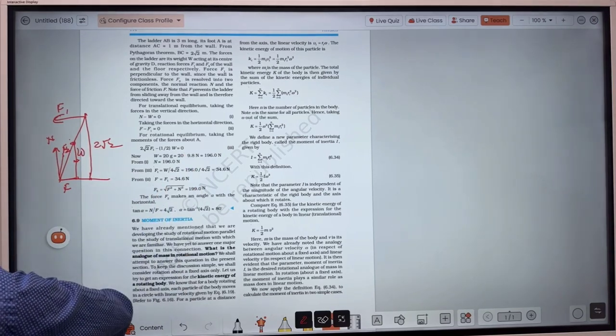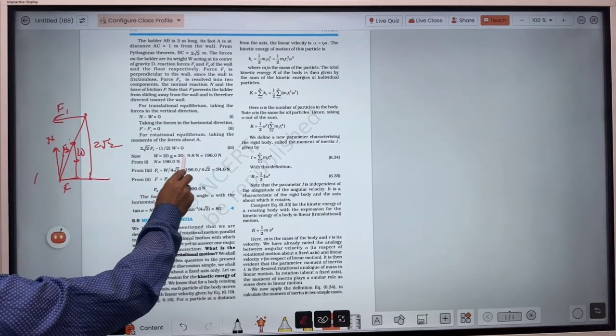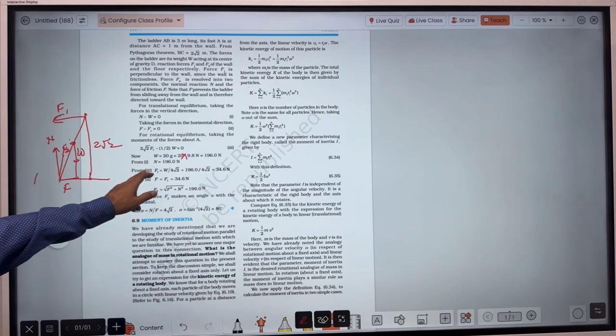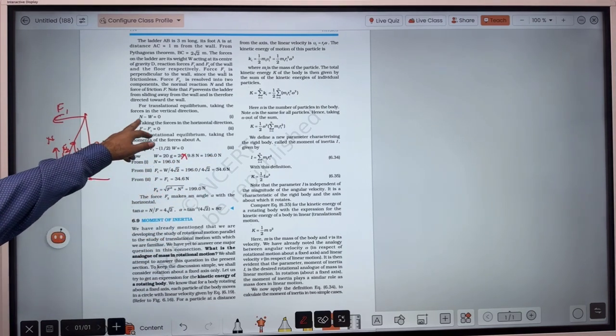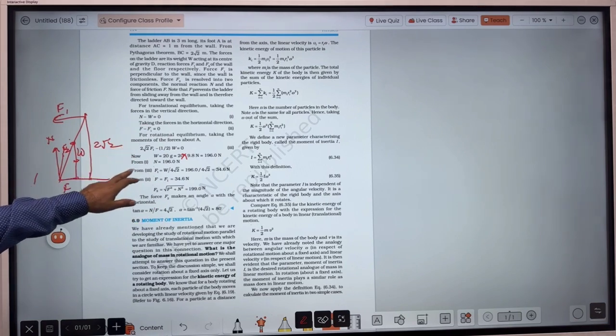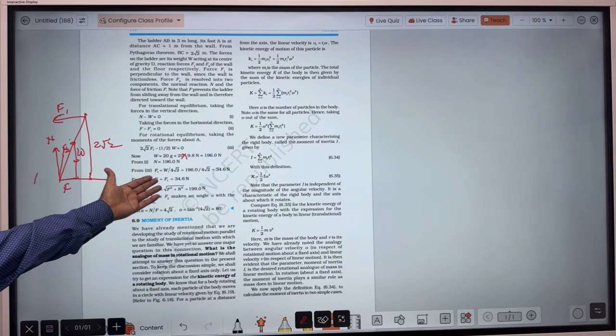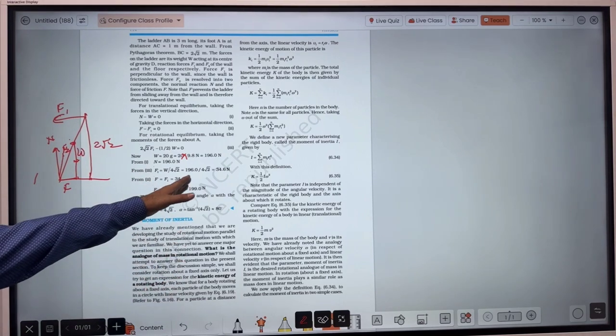Then we can evaluate F1. So F1 will be W upon 4 root 3. And then you can evaluate it. Similarly, F and F1 will be same. And then after that, as I told you, here F2 will be found by using Pythagoras theorem. Friction force is like this, perpendicular like this.